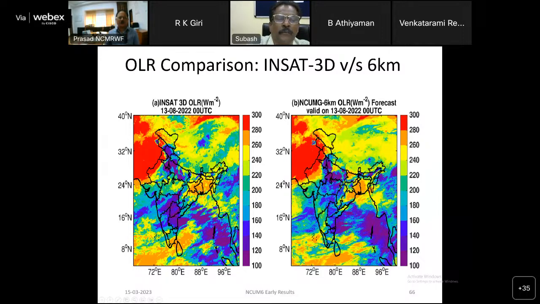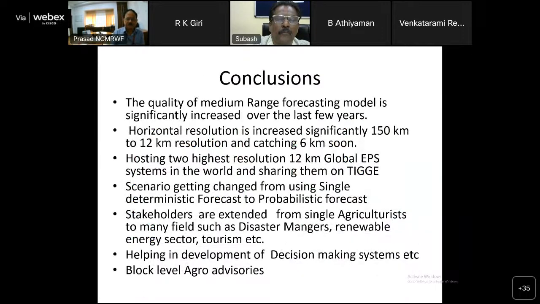Of course, we ran the model for only a few days, initial runs only, but the comparison gives the confidence that the 6 kilometer model development at the NCM global model will give good results. With that, we have the confidence that in the near future in India we can go for a high resolution 6 kilometer global model forecast, and that is medium range.